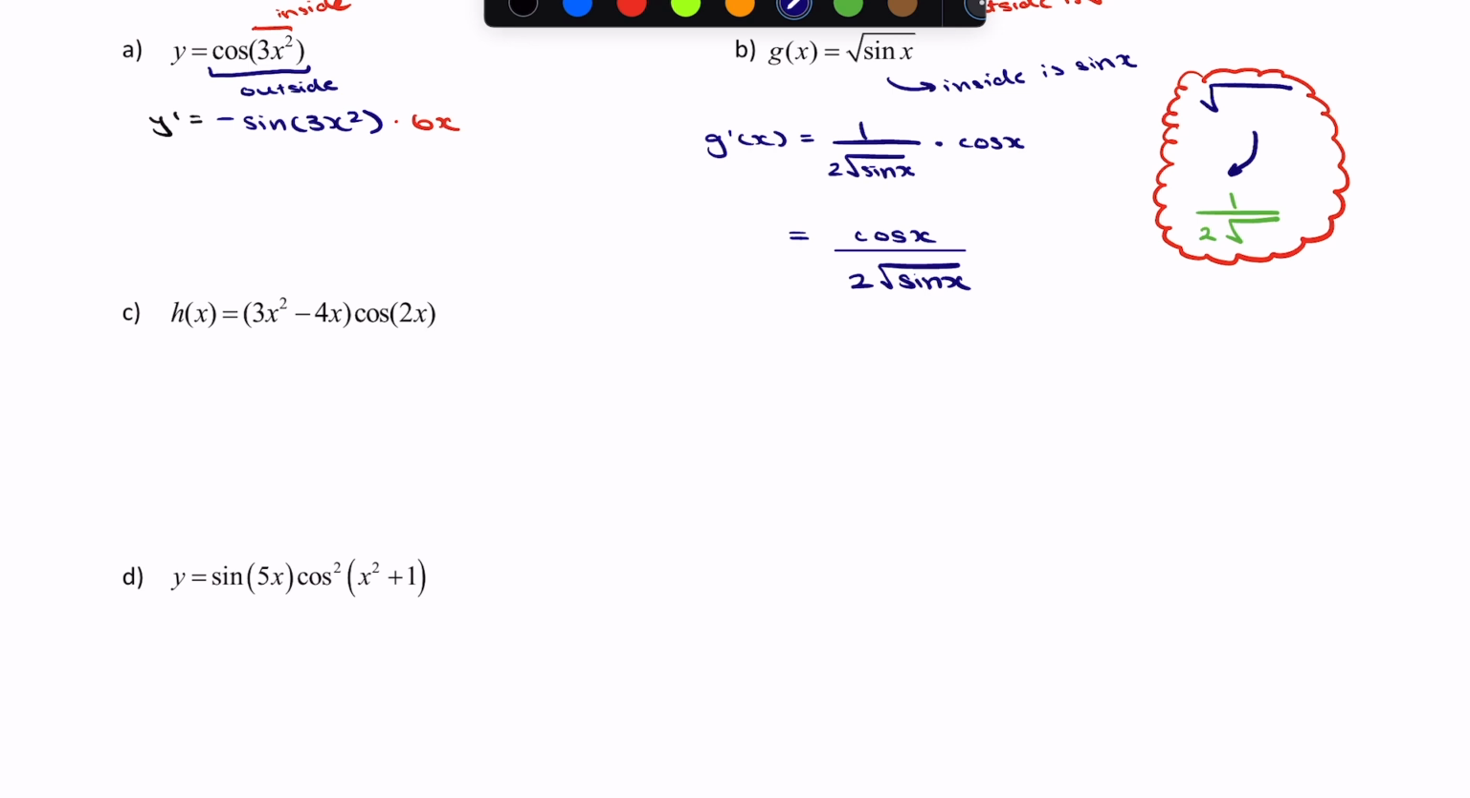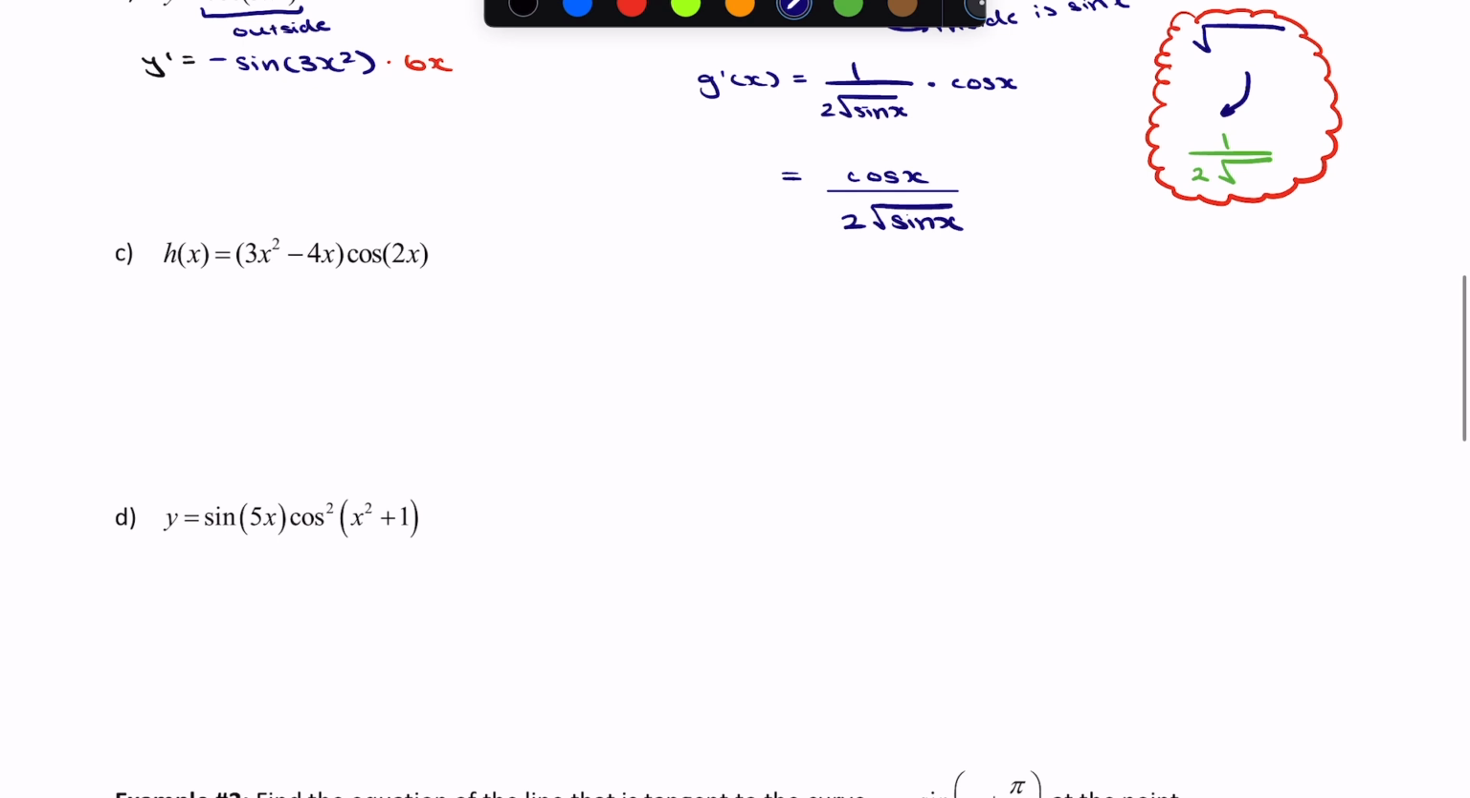Okay, so now this third problem. It says h of x is equal to 3x squared minus 4x times cos 2x. So here we're going to use the product rule. So 3x squared minus 4x will be our a, and cos 2x will be our b. And so our product rule, remember, is a prime times b plus a times b prime.